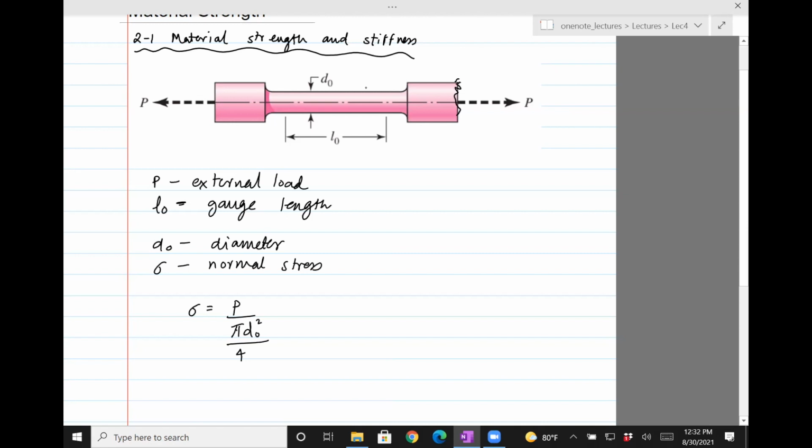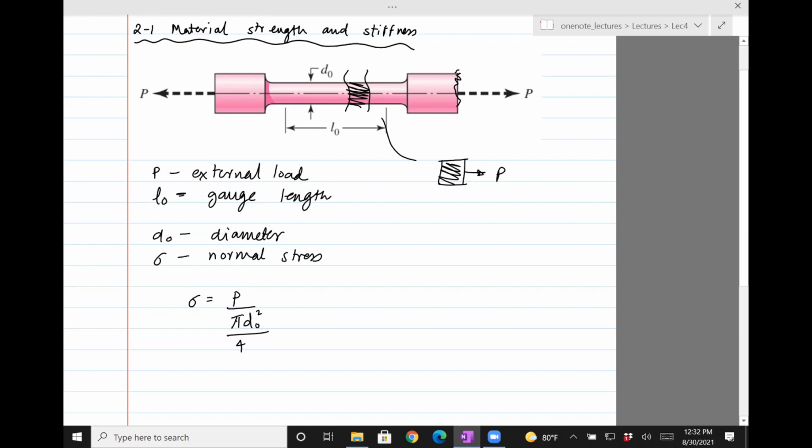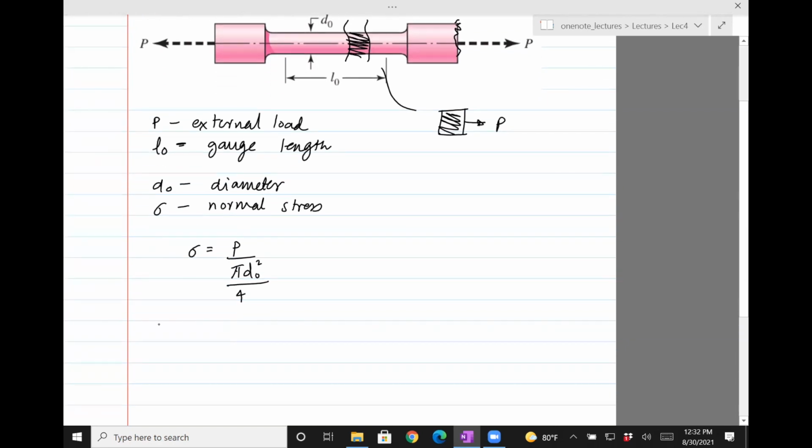Okay, so here we are assuming that if you take a section here, you cut it, that section is subject to force P, and we're looking at the stress at that section. Think of it this way. When you start pulling it with a force P, invariably it will stretch. So let's say that's the new length, the extension, new length of the specimen.